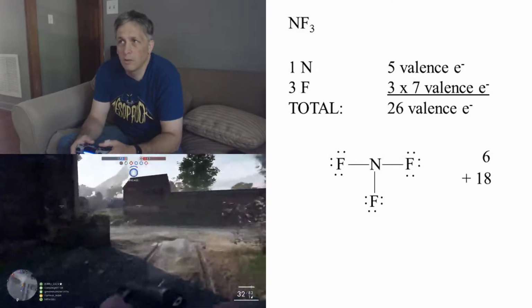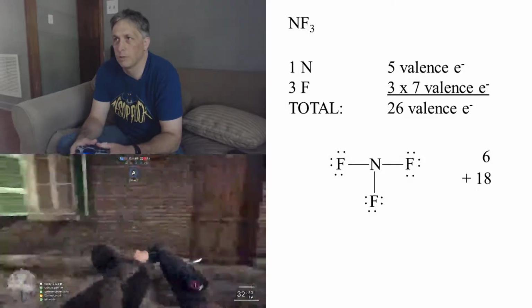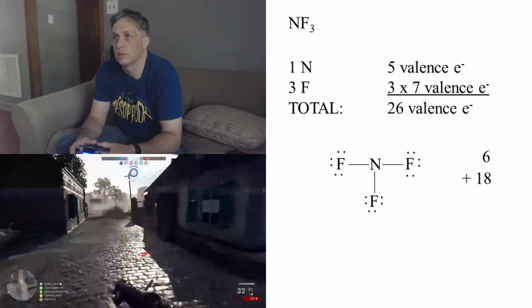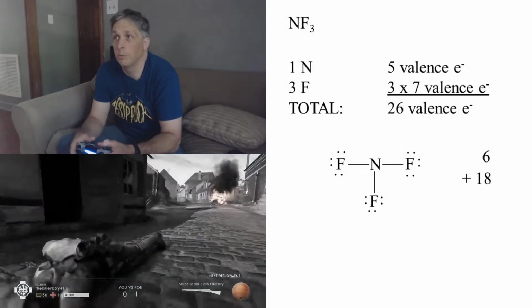So giving all the fluorines their octets, which at this point means 3 lone pairs apiece, we still have 2 left. So those other 2 we'll put on the central atom.